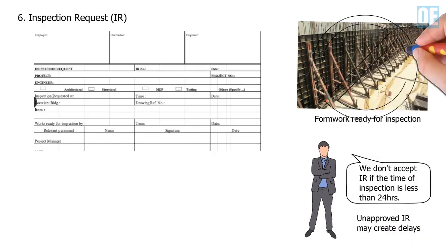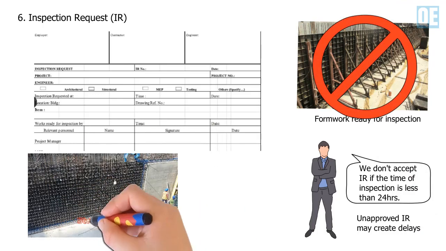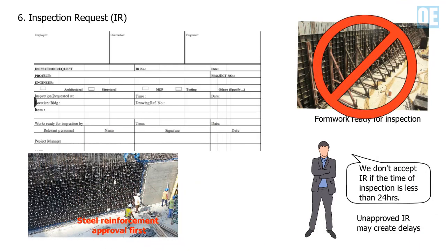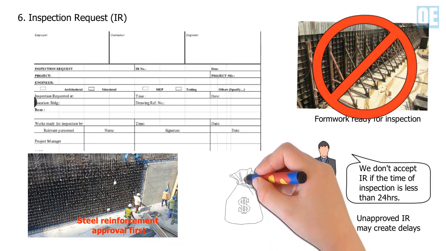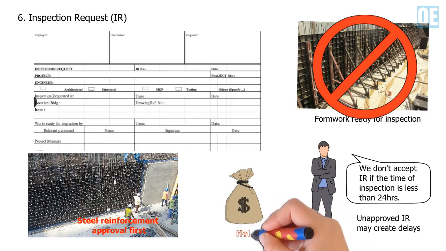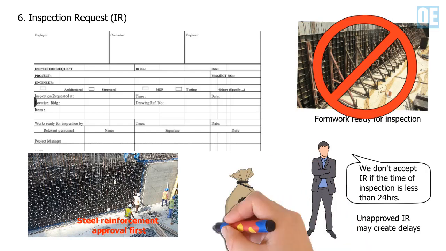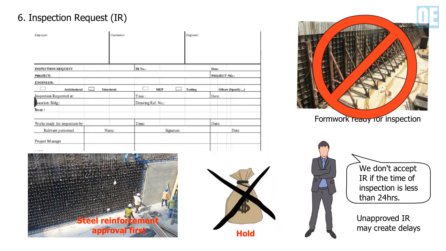Succeeding activity cannot proceed without the approval of the previous activity. An approved inspection request can be the medium to hold payments for requested progress billing of the contractor. It is always necessary to get approval for your inspections to avoid payments delay issue.